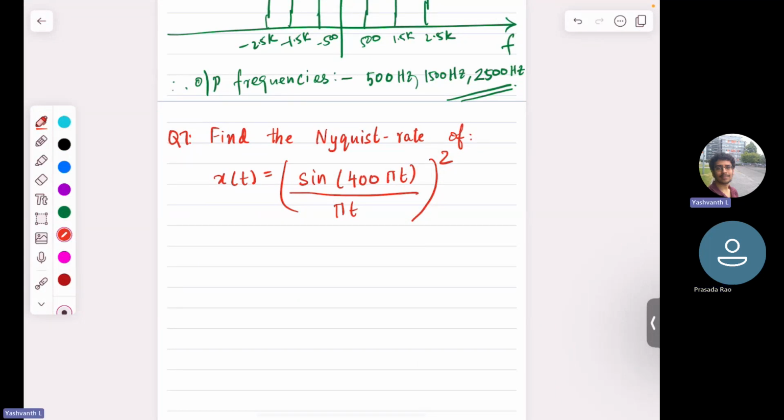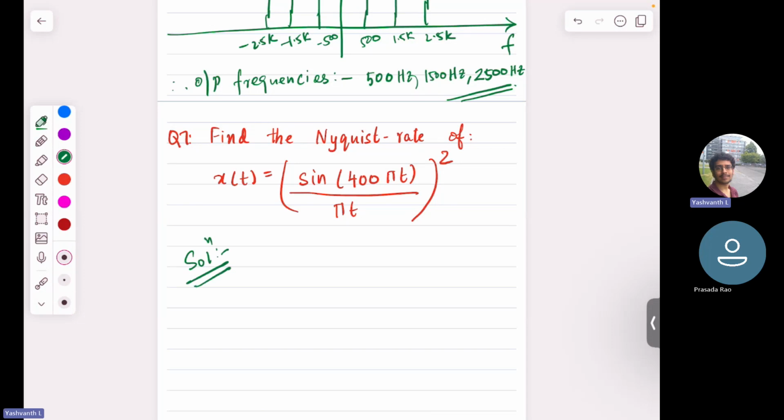Okay, so x of t equal to sine 400 pi t by pi t, the whole square. This is the given signal, and I'm asking you to find the Nyquist rate, that is 2 times the maximum frequency. So first we need to find the maximum frequency content in this signal. Let's solve that first.